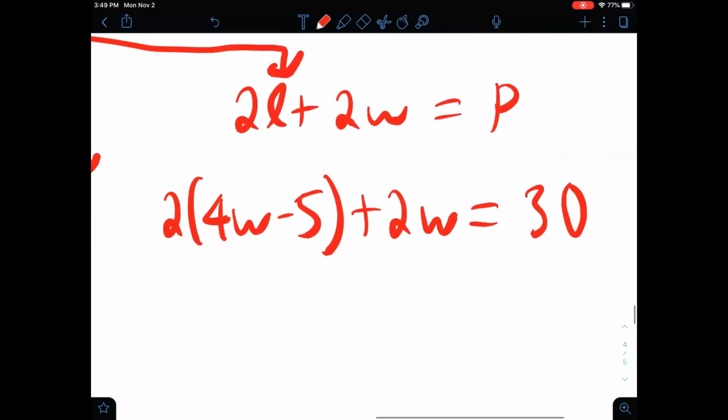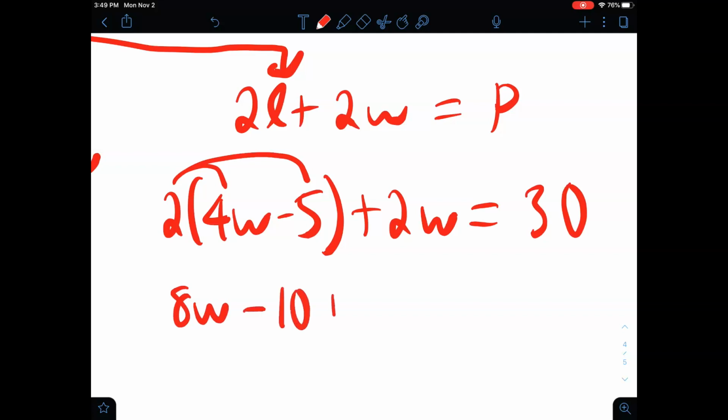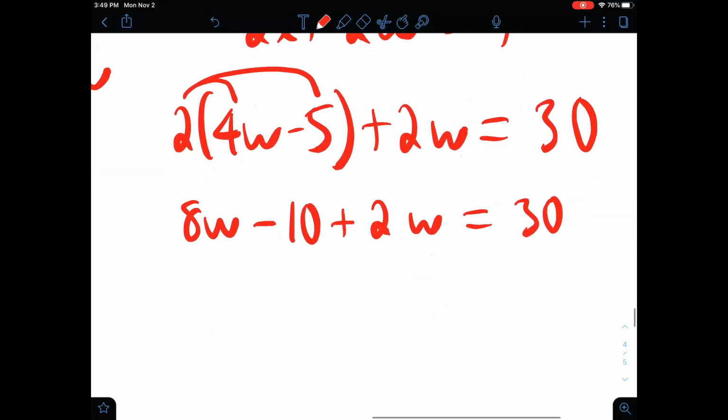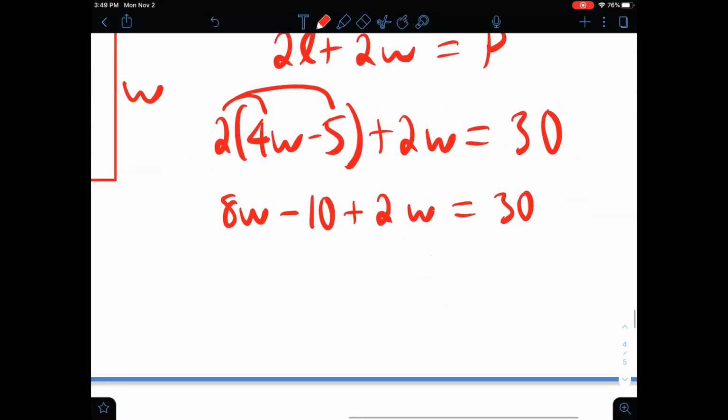All right, let's go ahead and solve this now. So we have 2 times 4W minus 5 plus 2W equals 30. Anything to distribute here? Yep, we have to distribute the 2 to both of these. 2 times 4W is 8W. 2 times negative 5 is negative 10. Plus 2W equals 30. All right, any like terms? 8W and 2W is 10W. Minus 10 equals 30.